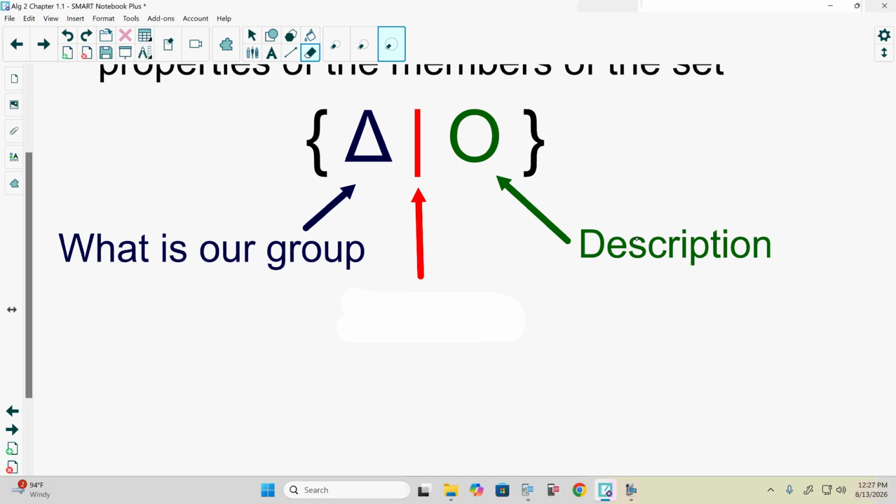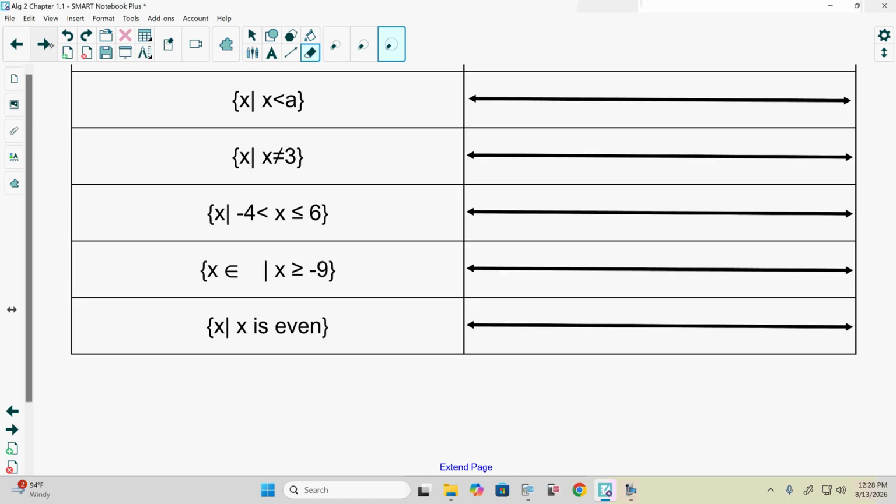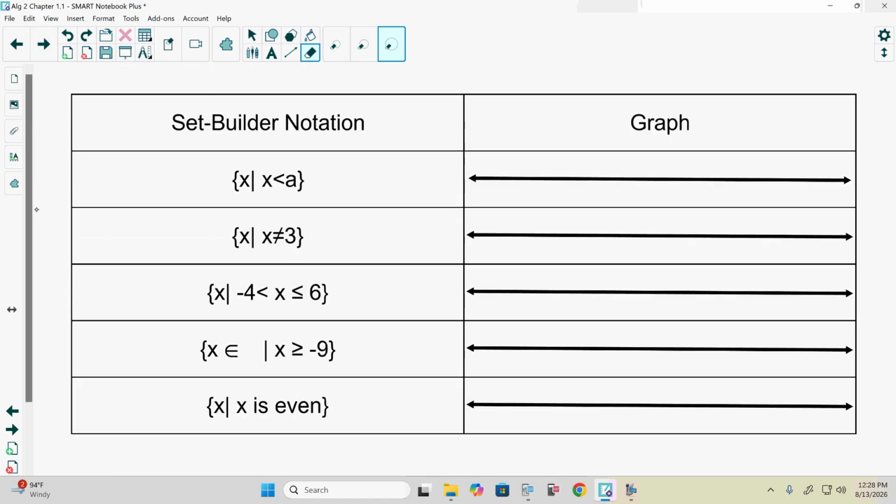Now we have the bar in the middle, yes? It means such that. Given this number set, such that this describes it. For all real numbers x, such that x is greater than 1 would be set builder. What does that look like? Well, it looks like these here. Because the first part tells us the type of numbers that we have, such that it follows this description.